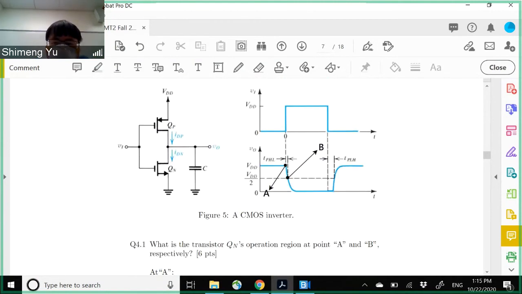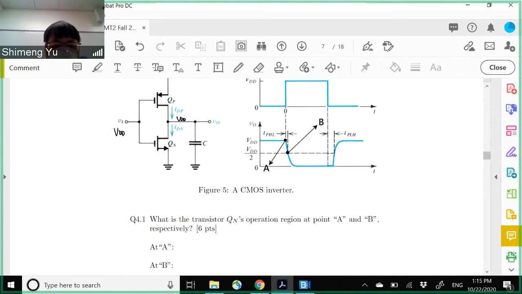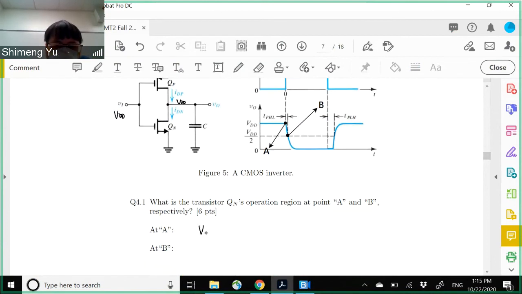Point A is when the input is already VDD. So at point A the input is VDD, and the output has not decayed yet, so the output is VDD. So at point A, your VG is VDD and your VD is also VDD. Then you have VG minus VT smaller than VD. Then this is saturation, right?